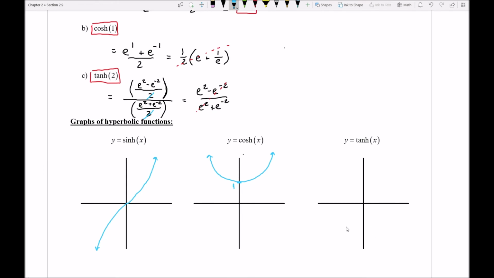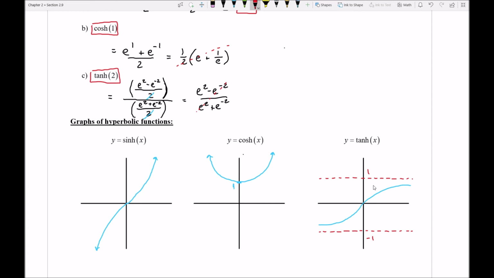My hyperbolic tangent graph looks something like this. It also goes through the origin. But on this graph, it's interesting because there are going to be some horizontal asymptotes on this picture. I'll go ahead and sketch those in here in red. These actually occur at the values of -1 and +1 on the picture.